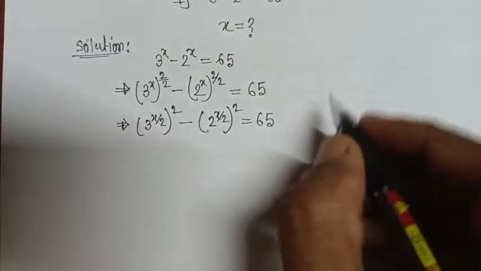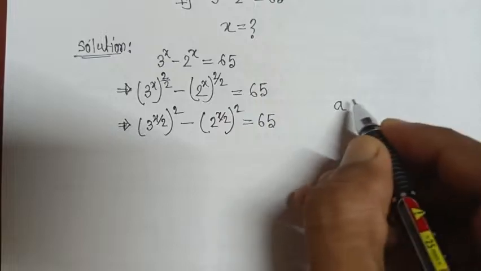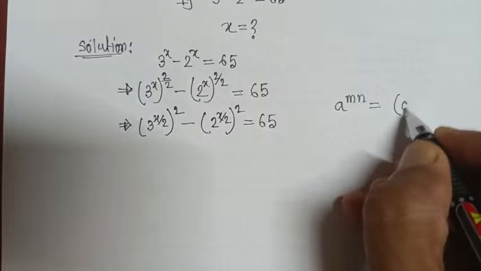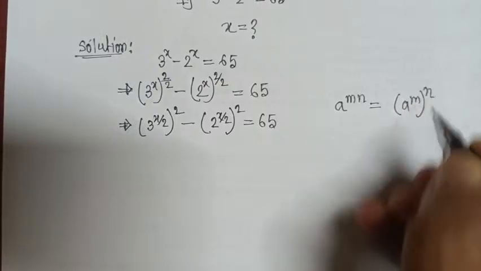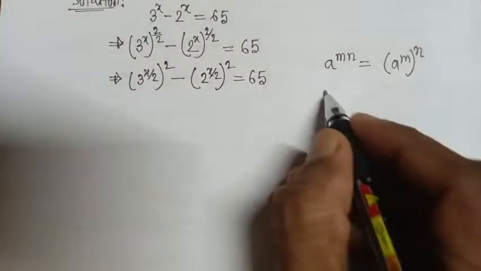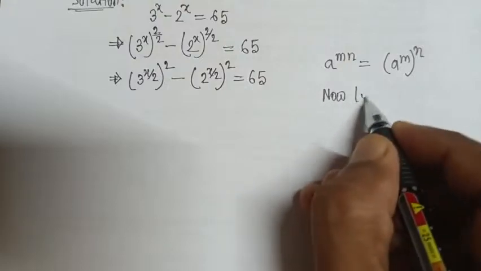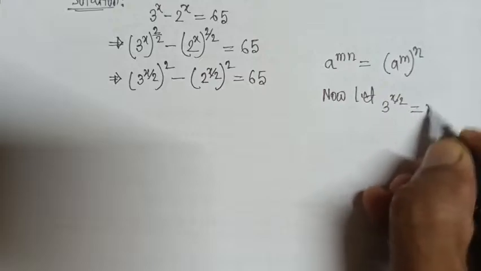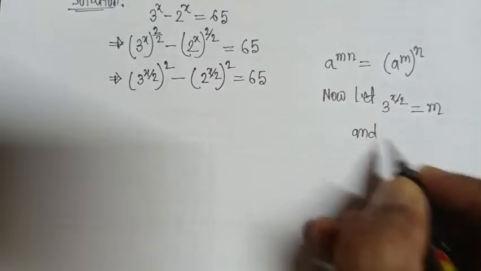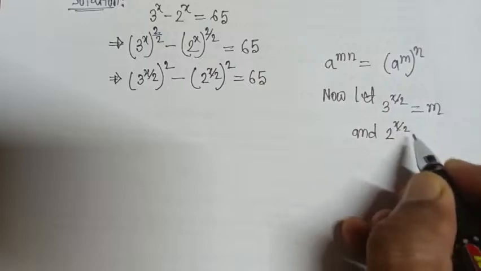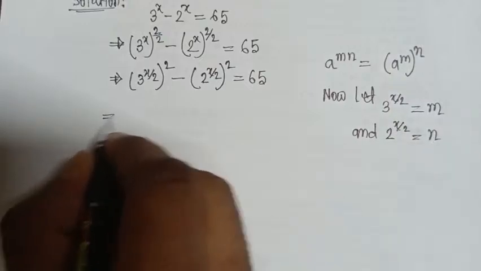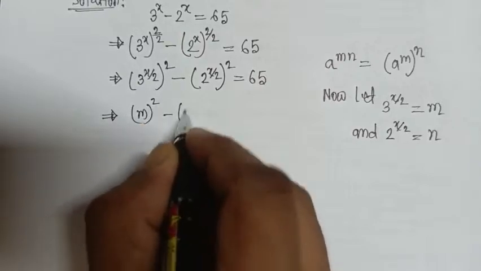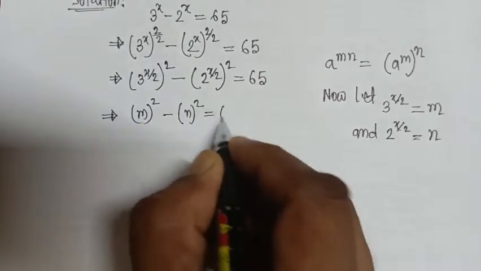As we know that a to the power mn is equal to (a to the power m) to the power n. Now let 3 to the power x by 2 equal m and 2 to the power x by 2 equal n. Then the equation becomes m squared minus n squared is equal to 65.